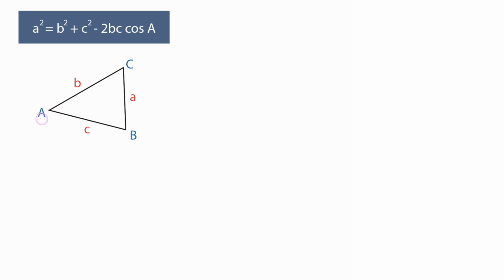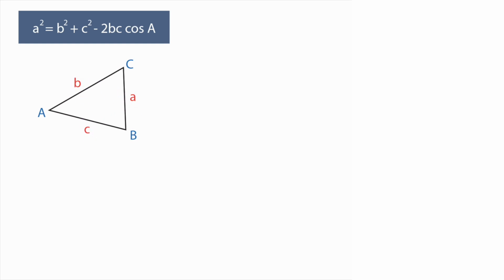So I've got the vertex here, A, and the side opposite vertex A is the side a, or BC. Opposite vertex B, we've got the side b, and opposite vertex C, we've got the side c. And you notice that the vertices are labelled with capitals and the sides with lowercase letters.